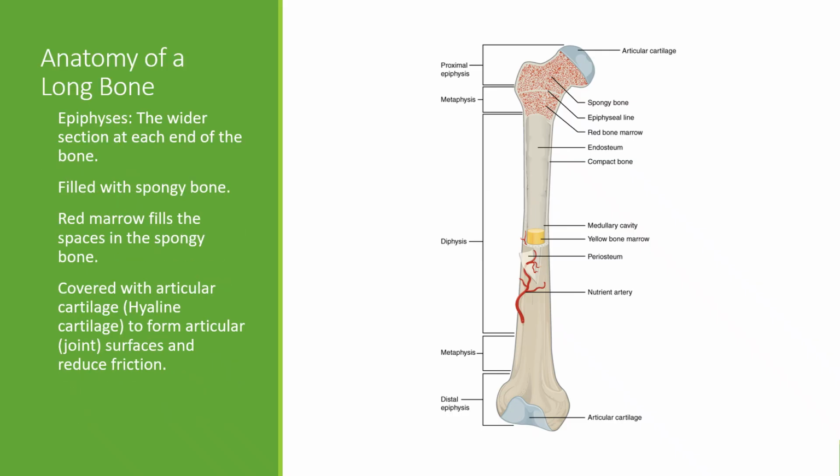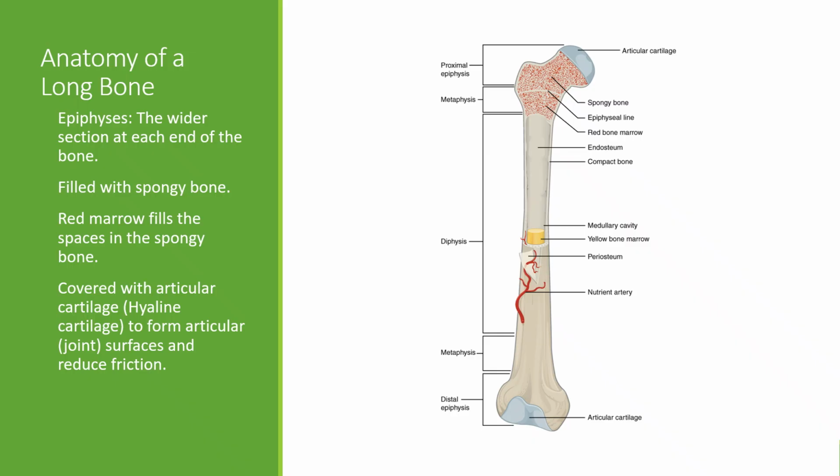I've talked about the epiphyses already. This is the flared or wider section at each end of the bone, and it's filled with a different kind of bone called spongy bone, and we'll be talking about that in just a few minutes. In that area, we don't have yellow marrow, we have red marrow that fills that area. These are covered with articular cartilage on the ends, which is hyaline cartilage. It forms the joint surfaces and helps to reduce friction.